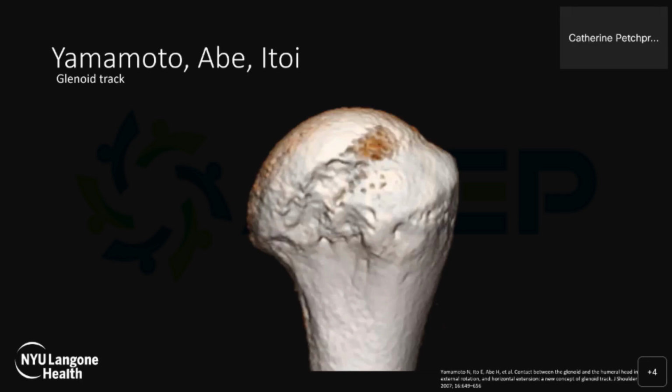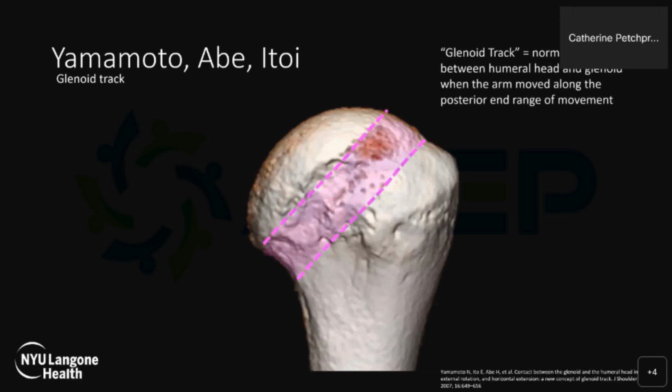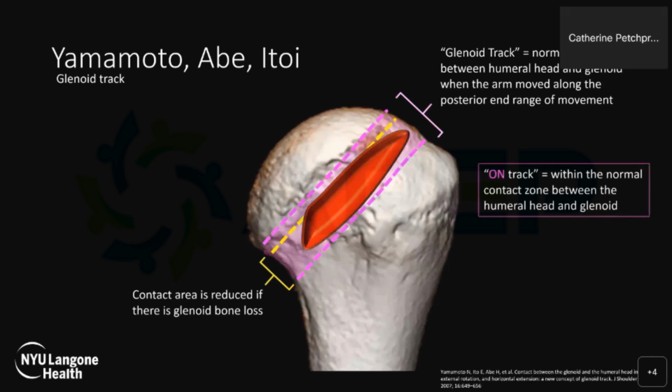The glenoid track represents the normal contact zone between the humeral head and the glenoid when the arm is moved along the posterior range of motion. It's shown here as this pink zone along the posterior aspect of the humeral head. This contact area is reduced if there is glenoid bone loss. When a Hill-Sachs lesion is within this normal contact zone, it is considered to be an on-track lesion, and therefore unlikely to engage the glenoid and cause a recurrent dislocation.